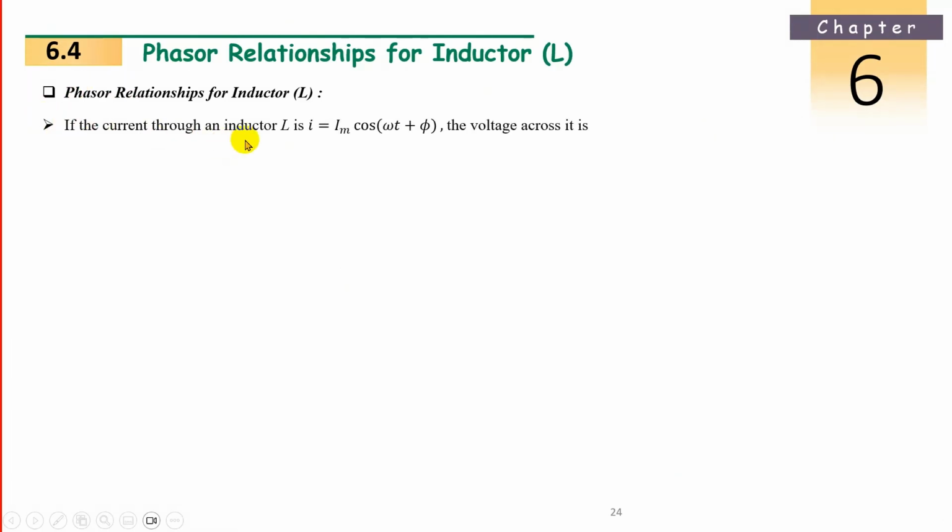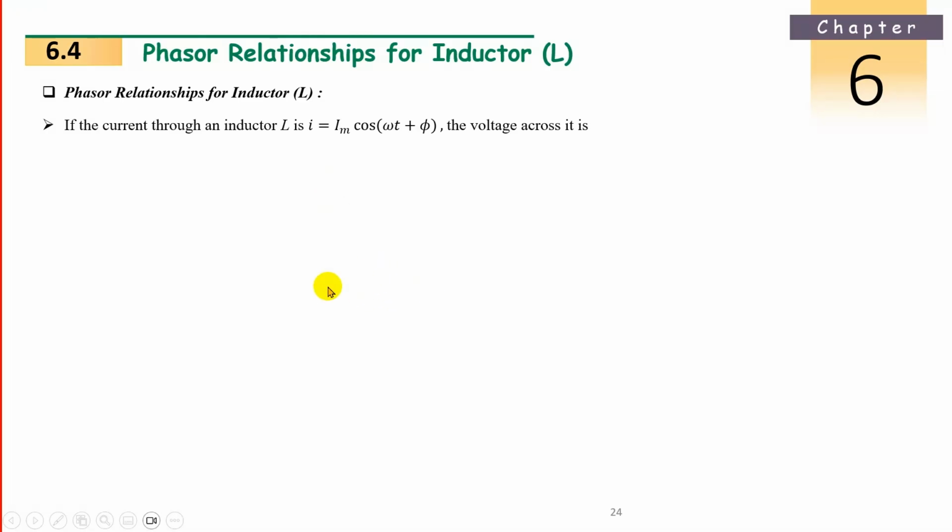If the current through an inductor L is I equal to Im cos(omega t plus phi), same current. Previously also I is equal to Im cos(omega t plus phi) for resistance. Same, I am taking I equal to Im cos(omega t plus phi). Now what is the voltage? What is the basic equation of voltage across the inductor? Basic equation in terms of Ohm's law.